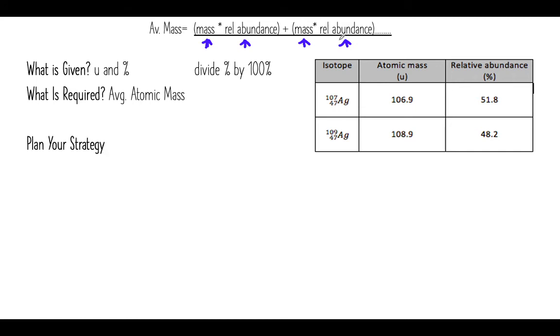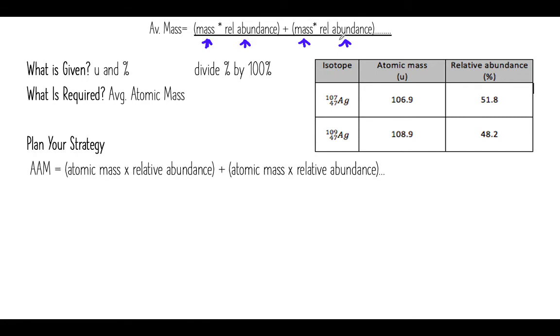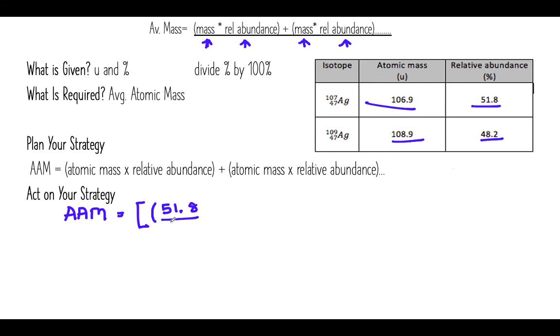And for our strategy, we're just going to use this particular formula. The average atomic mass is equal to the atomic mass, that's given here, times the relative abundance, plus the atomic mass of the second isotope times the abundance of that second isotope. So let's plug in the numbers to see what we get. When I'm solving for the average atomic mass, let's take into account the first isotope. It has a relative abundance of 51.8%. So I'm going to do 51.8 divided by 100 times the mass that it has, which is 106.9. And that's my first set. So I've accounted for that first isotope, silver 107.